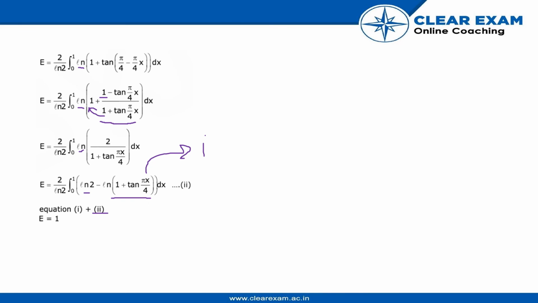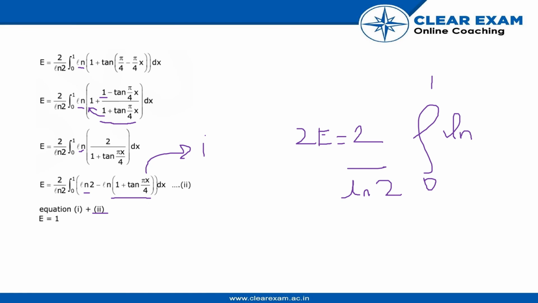If we add both these equations, we get 2e equals 2 by ln 2, integral of 0 to 1 of ln 2, because this term gets cancelled by using the first equation. So we get this, and if we look over here, ln 2 is a constant, so it comes out of the integration. This ln 2 and this ln 2 get cancelled. This does not carry now, and 2e equals 2, which means e equals 1.